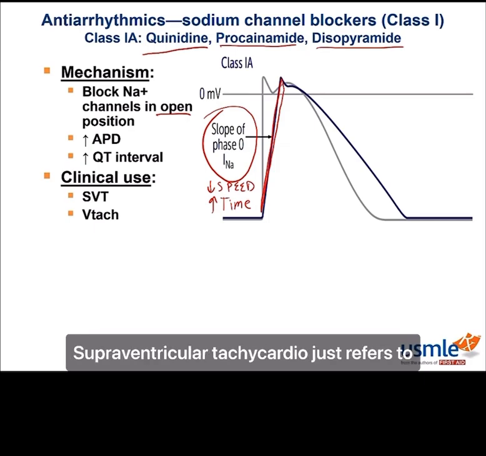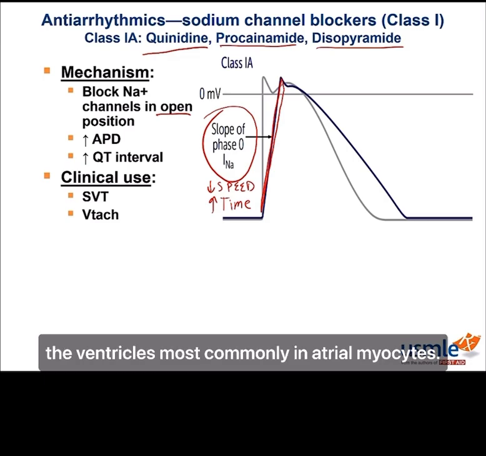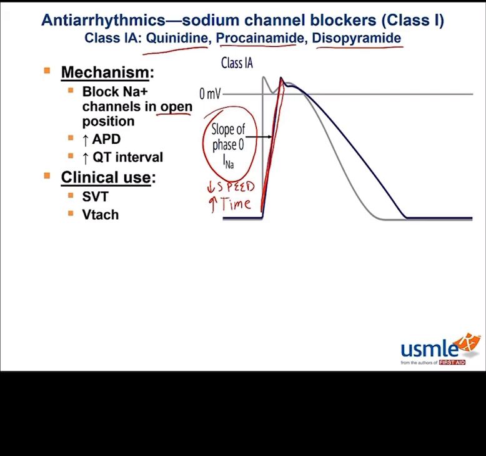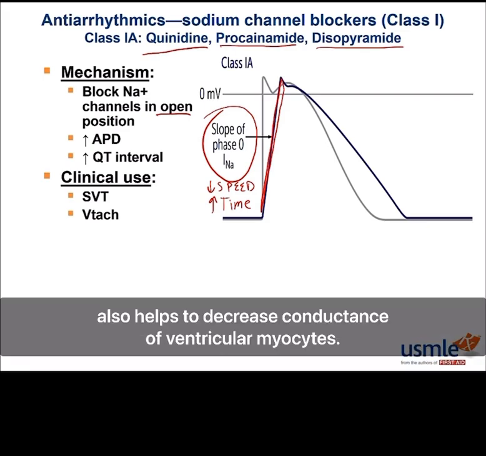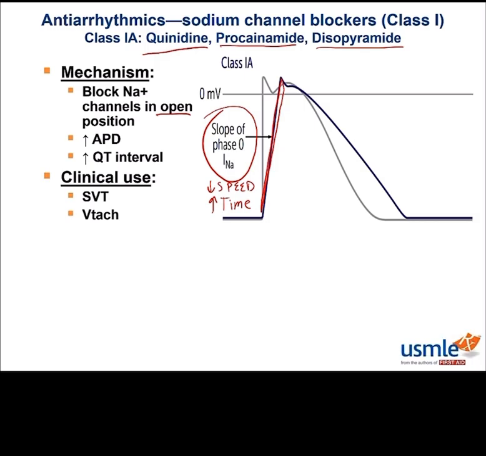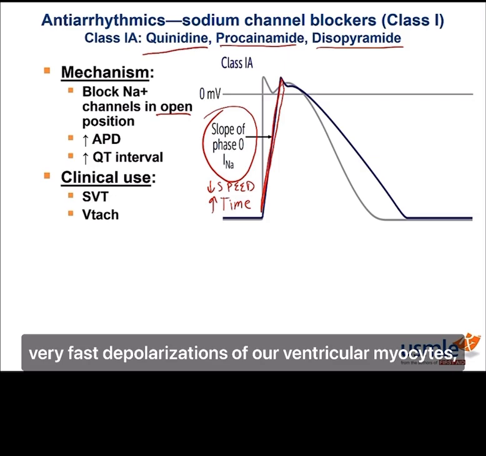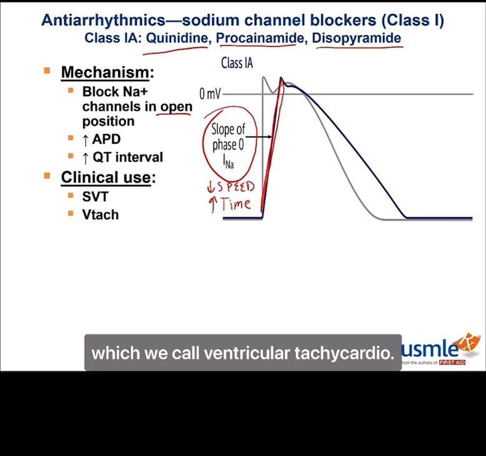Supraventricular tachycardia just refers to a fast heart rate that originates anywhere above the ventricles, most commonly in atrial myocytes. The ability of these drugs to bind sodium channels also helps to decrease conductance of ventricular myocytes. This makes them great at treating very fast depolarizations of our ventricular myocytes, which we call ventricular tachycardia.